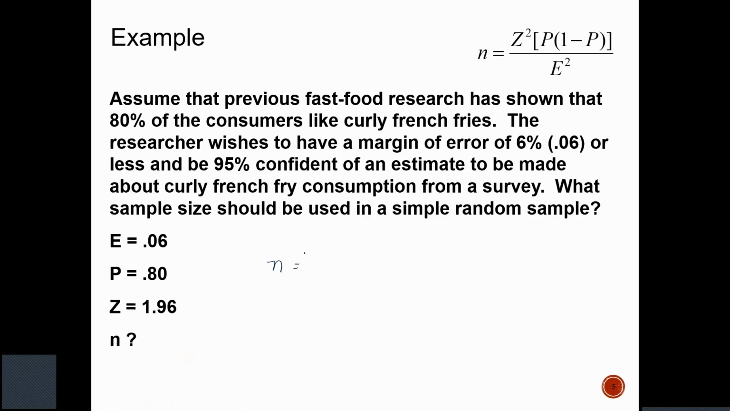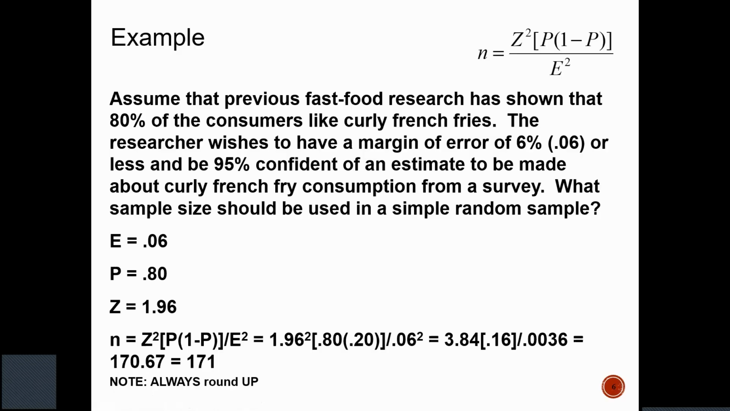n is equal to Z squared, which is 1.96 squared, times p, which is 0.80, times 1 minus p, so 1 minus 0.80 or 0.20, all over E squared, which is 0.06 squared. And if you work that all out, you're going to end up with something like 171.